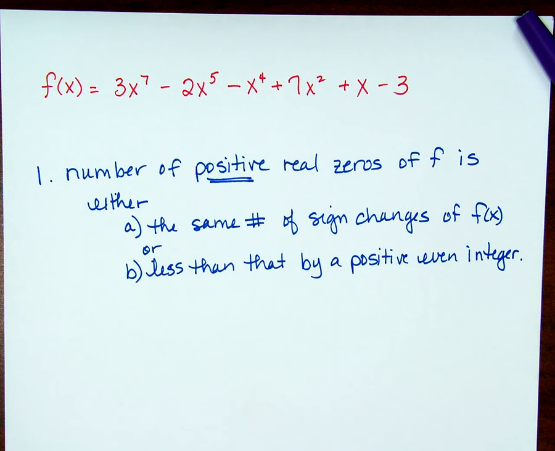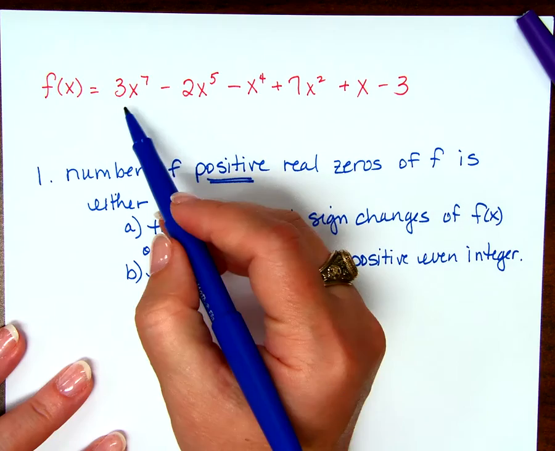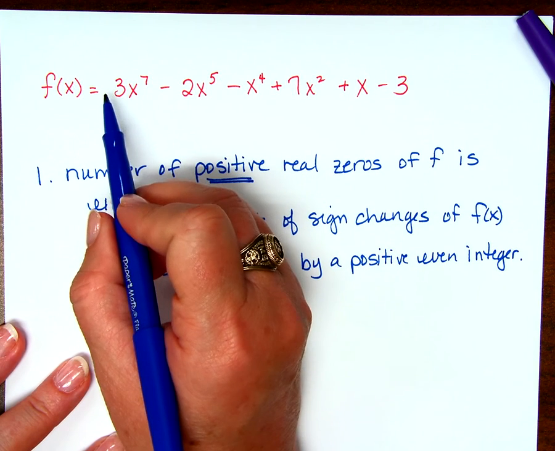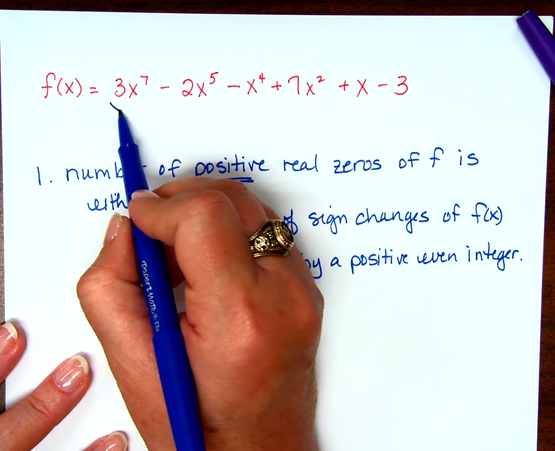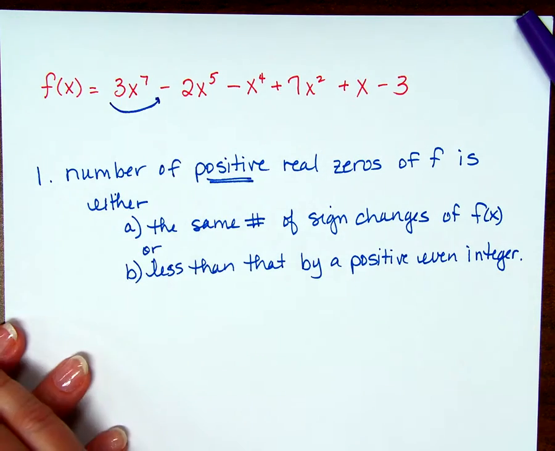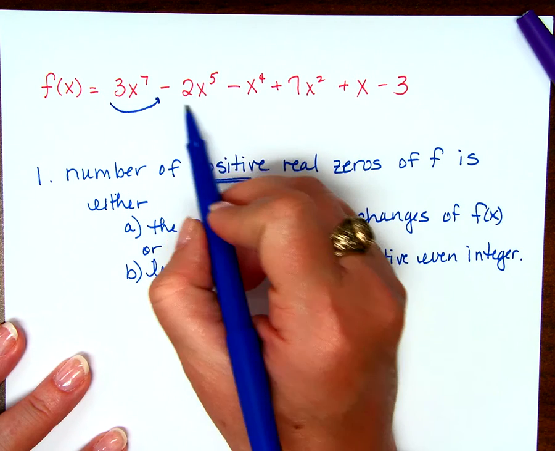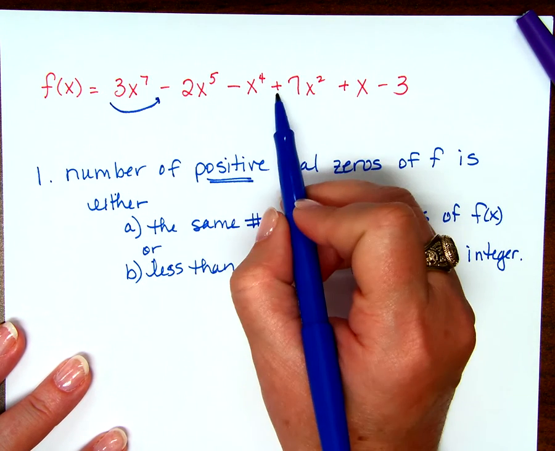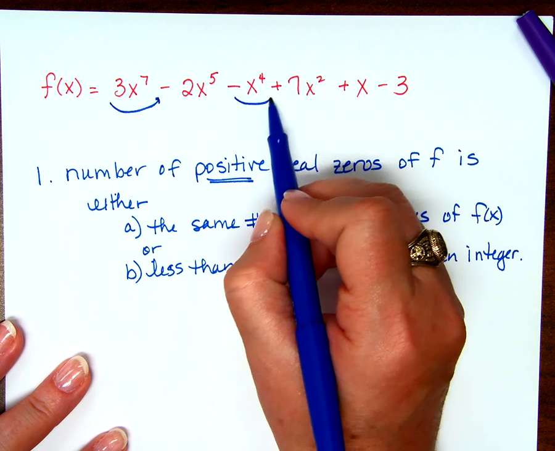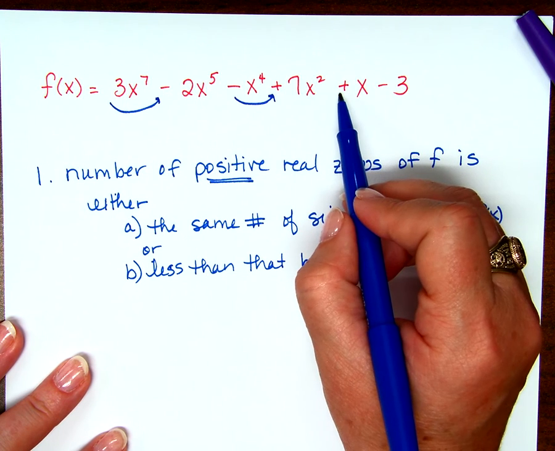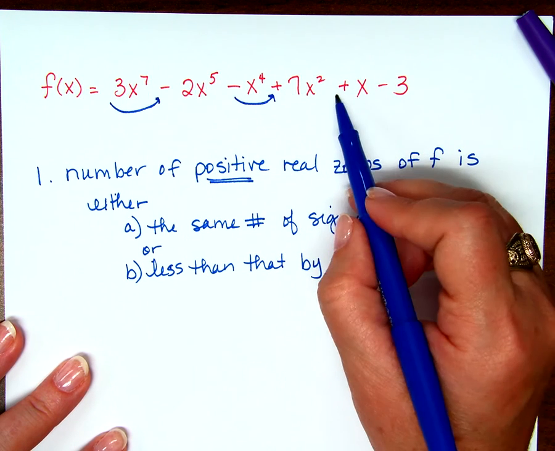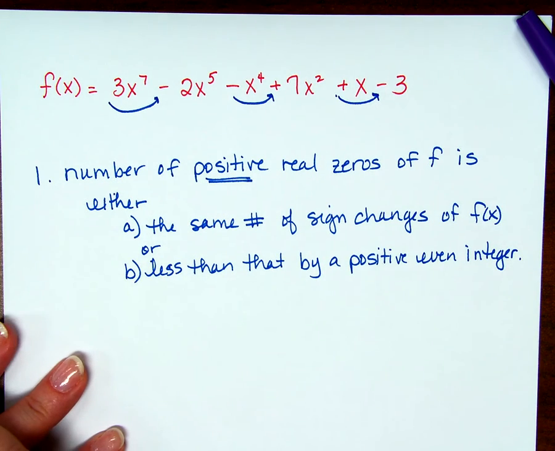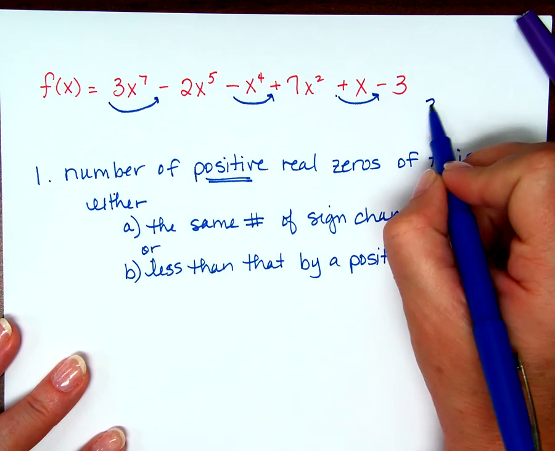Can I explain what I mean? Okay, so if we look at this function right here, do you notice that this number is positive? Yeah? So from here to here, is there a sign change? So that's 1. From here to here, is there a sign change? No, because those are both negative, right? From here to here, is there a sign change? So that's 2. From here to here? No. What about from here to here? Yes. So how many sign changes are there? There's 3 sign changes. Okay?